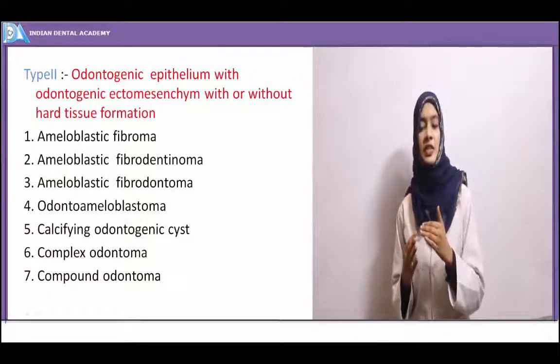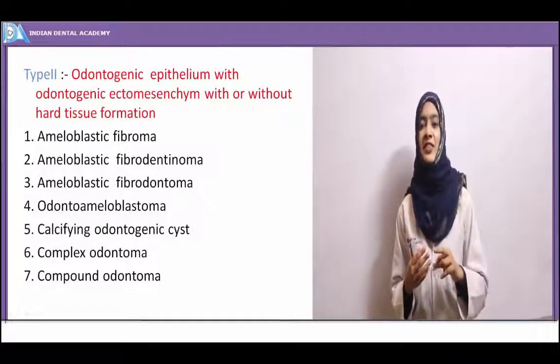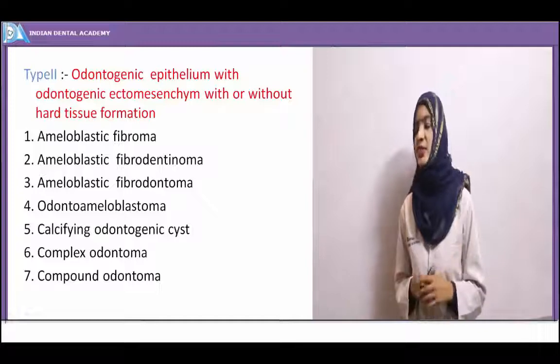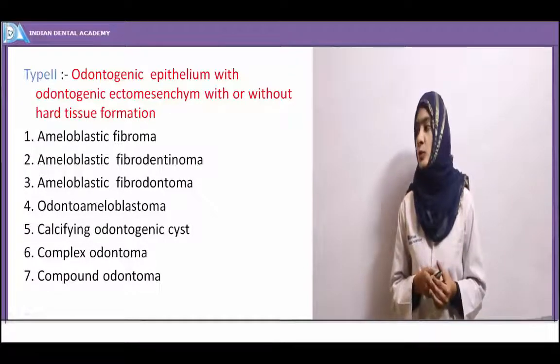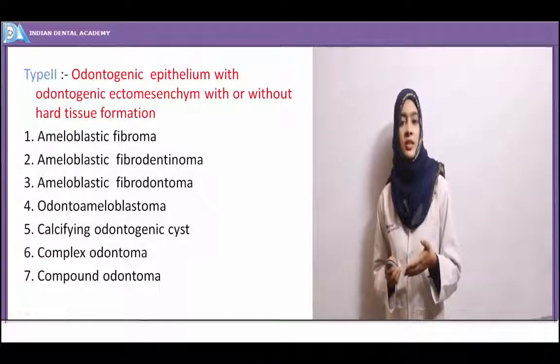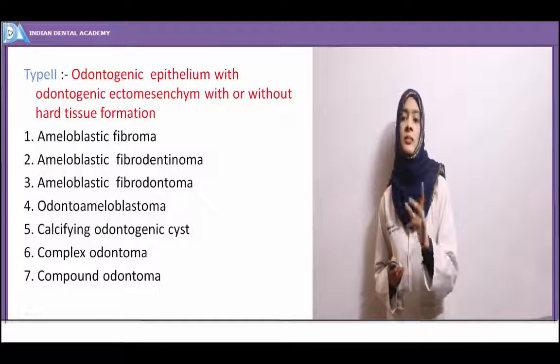It has both variants, the neoplastic variant and the cystic variant. Here we'll be studying the neoplastic variant. Then we have complex odontoma and compound odontoma. So these are tumors which involve the odontogenic epithelium with mesenchyme.